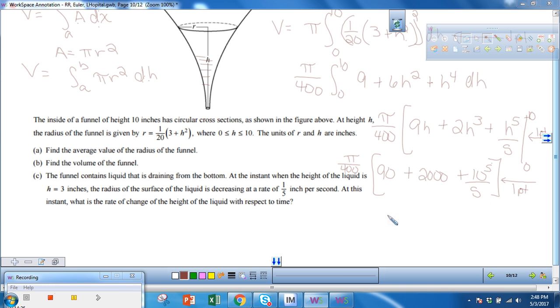Okay? If you are an overachiever and you want to simplify it, it's 2209. And I only know that because I'm looking at the rubric, 2209 pi over 40 inches cubed. They gave you units. Generally, when they give you units, you need to give them units back, although there were no points for the units on this.